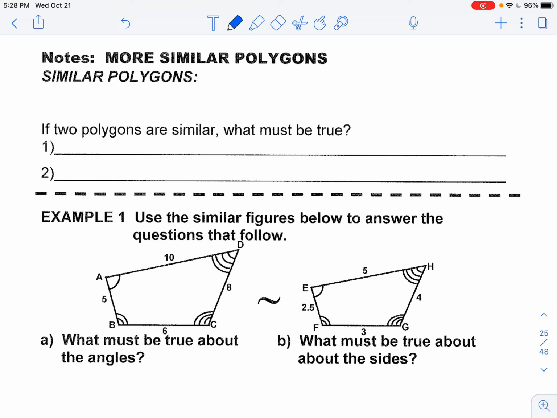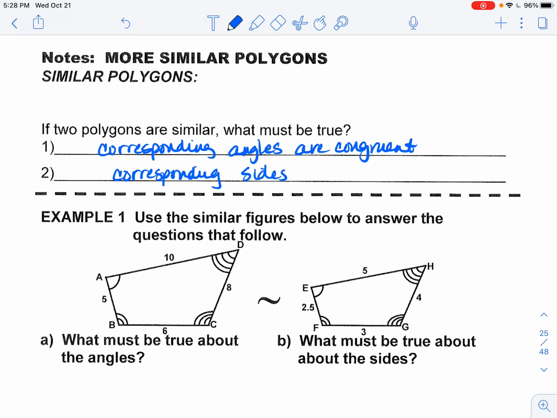All right, we've got more similar polygons. So if two polygons are similar, what must be true? Well, corresponding angles are congruent and corresponding sides are proportional.